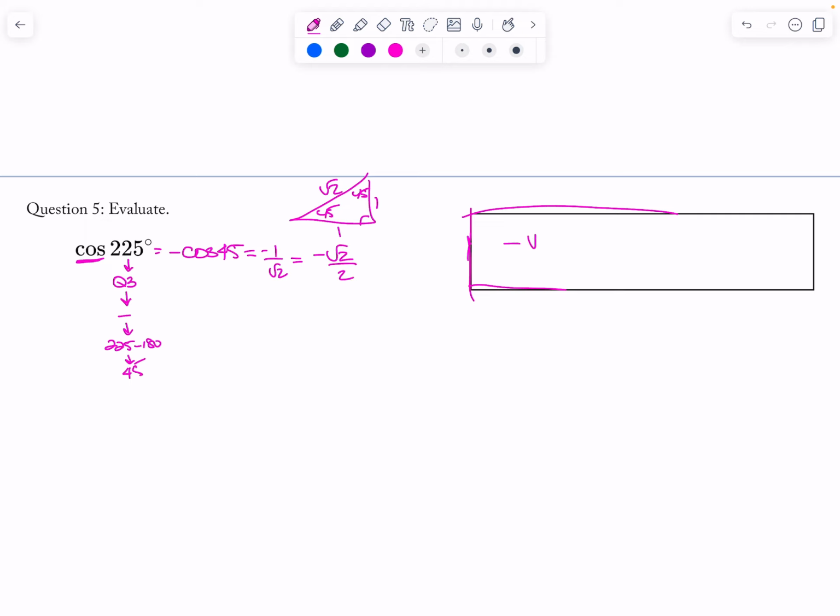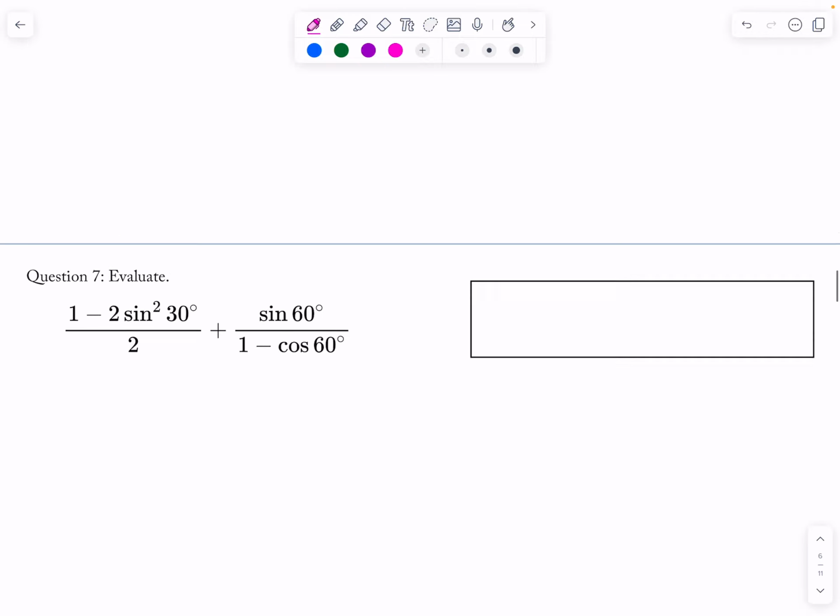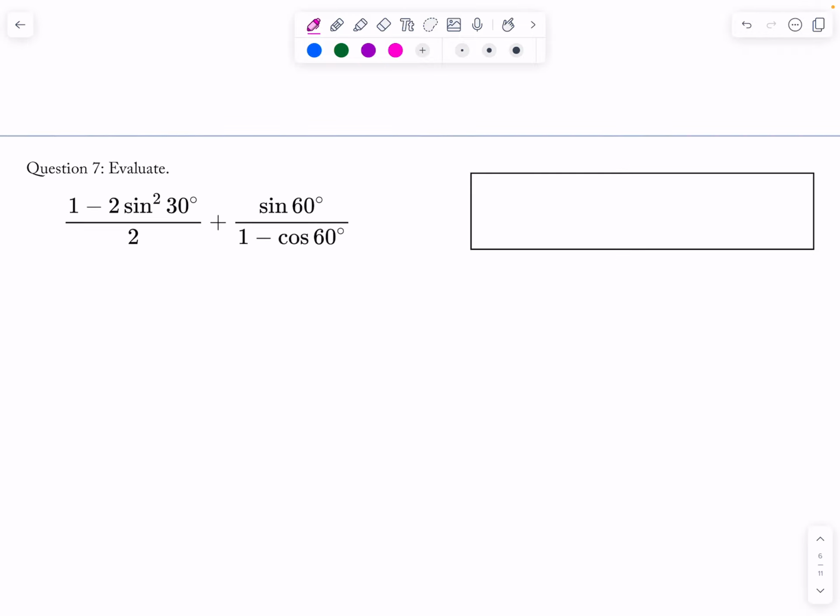Oops. Okay. That's 5. There's 6. Ooh, 7 is interesting. Okay, so let's look at rewriting this first.